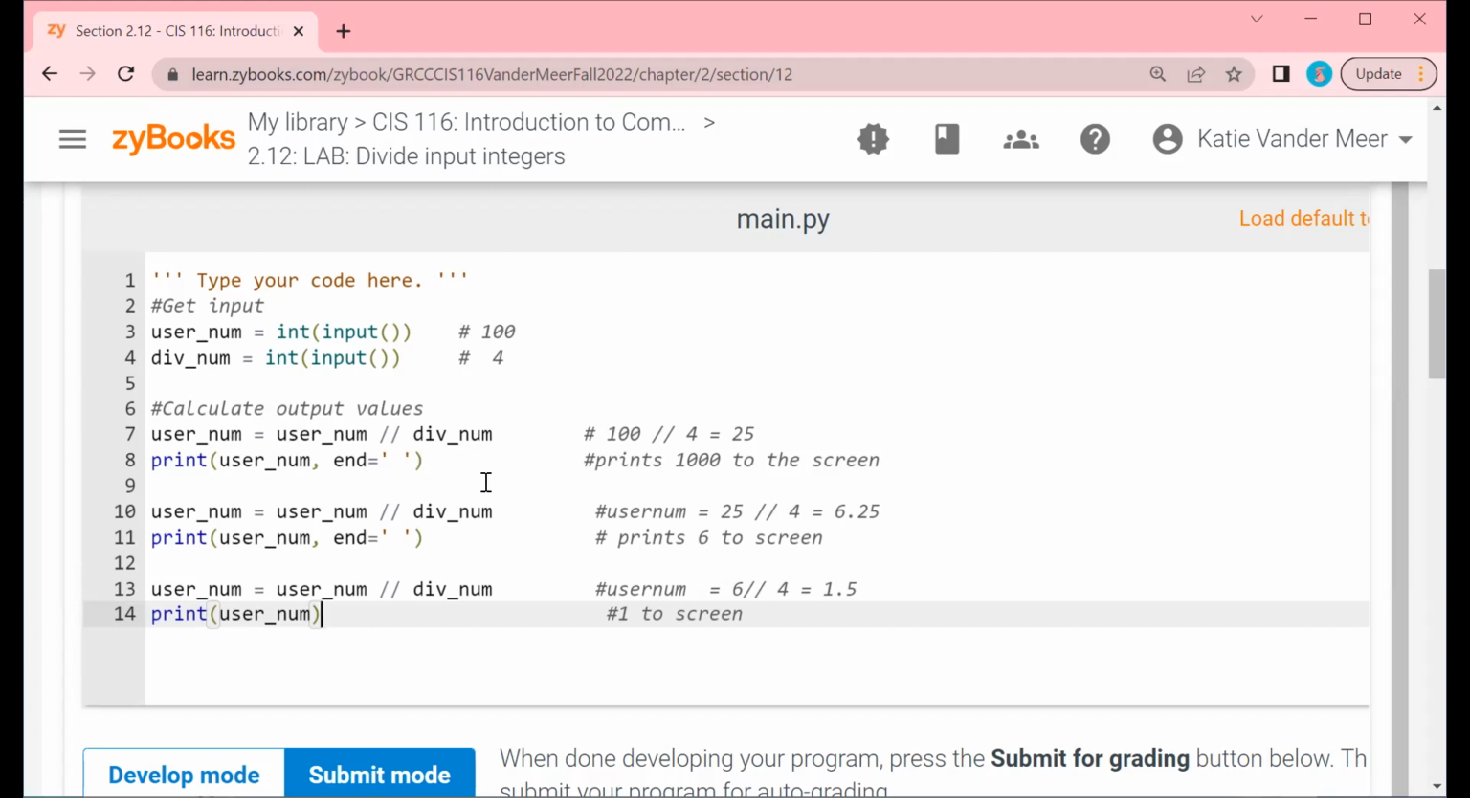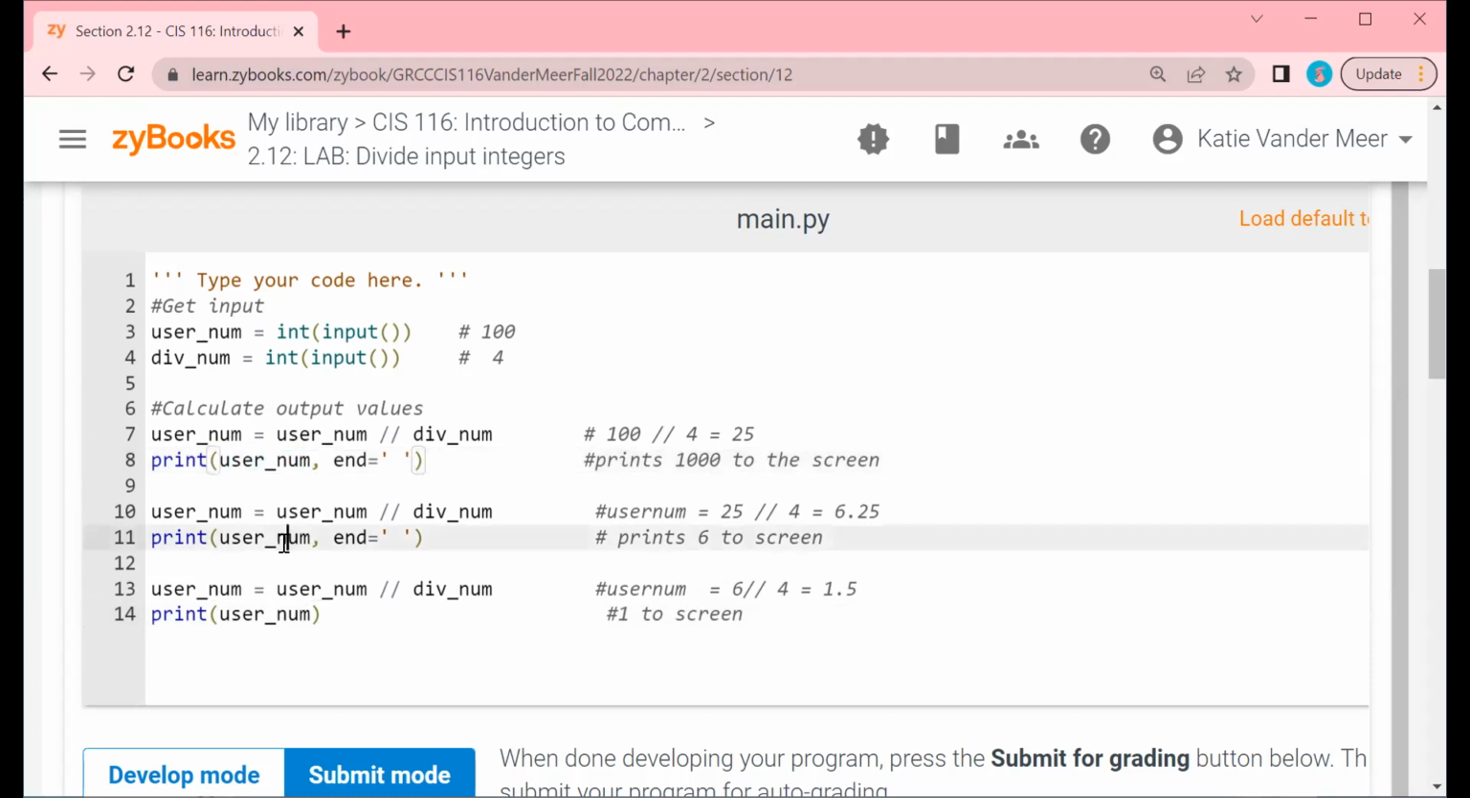So that space is just to separate statements. Yeah. If this were first name and this were last name, I would say print first name and space, print last name. So my name is Katie Vandermeer with a space in between.